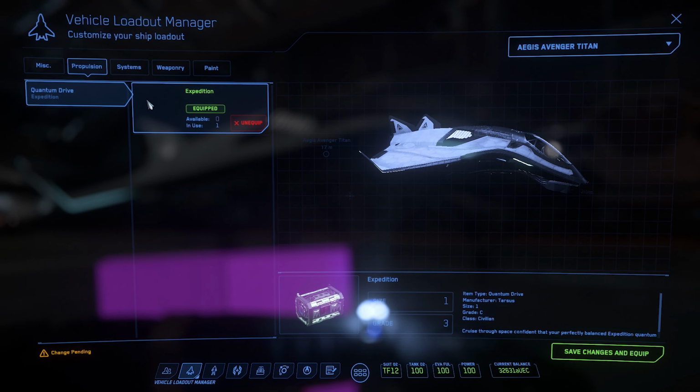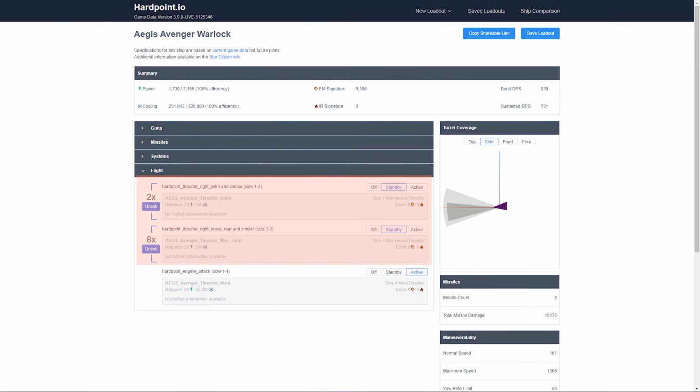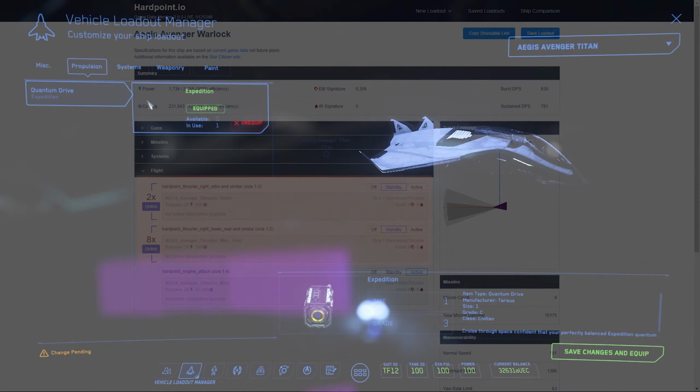Currently, these cannot be swapped out, however they do contribute to EM and IR radiation, as well as power and coolant draw. These figures are currently not displayed on Urkel, however the site does account for them. These values are visible on hardpoint.io, and vary dependent on whether the thrusters are firing or idle.